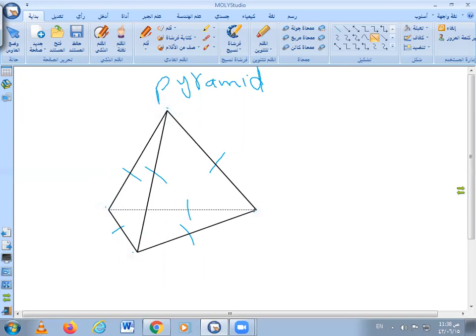The triangular pyramid has 4 vertices. If you ask me how many vertices are there in triangular pyramid, 4 vertices. But if you ask me how many vertices are there in triangular pyramid without counting the vertices of the base, it's only 1 vertex.